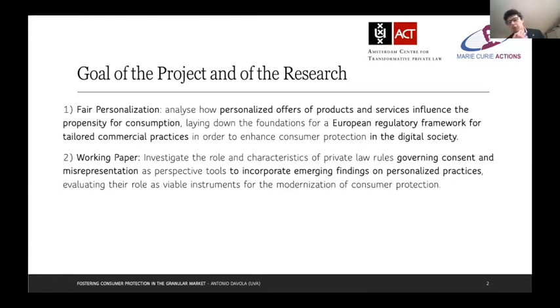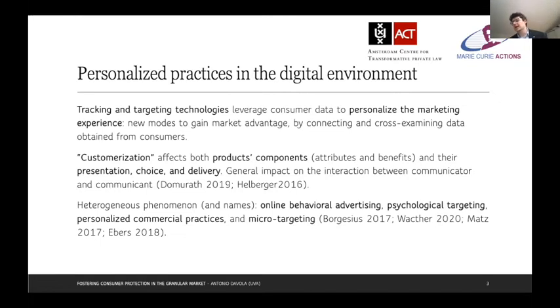Now, in the paper I'm presenting today, I am taking a much more modest tone, because the paper wants to investigate just the characteristics of rules on consent and misrepresentation as an ad interim, so as a prospective tool to incorporate findings on personalized practices, and therefore as temporary instruments for the modernization of consumer protection. Luckily, and this is extremely helpful, we already have extensive debate and discussion on many preliminary aspects of this topic. I will just be very fast about that.